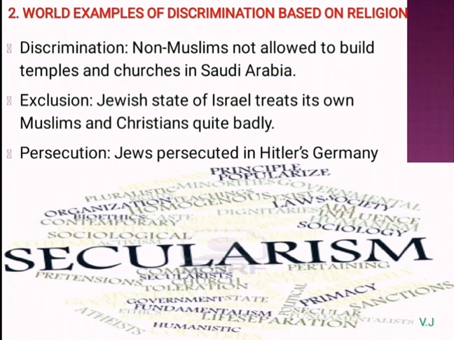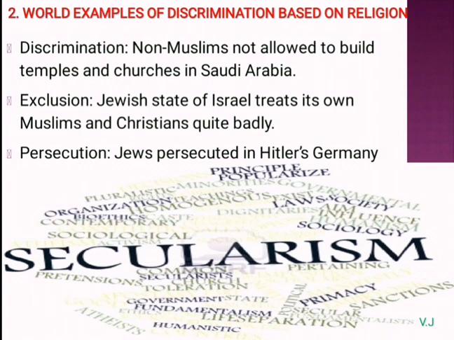For example, discrimination: non-Muslims are not allowed to build temples and churches in Saudi Arabia. We all know that Saudi Arabia is an Islamic state. Islam is the state religion of Saudi Arabia, and the government gives some kind of special privilege to the Muslim people, and the non-Muslims are not allowed to build their religious centers in Saudi Arabia. In one sense, that is religious discrimination towards the non-Muslims.